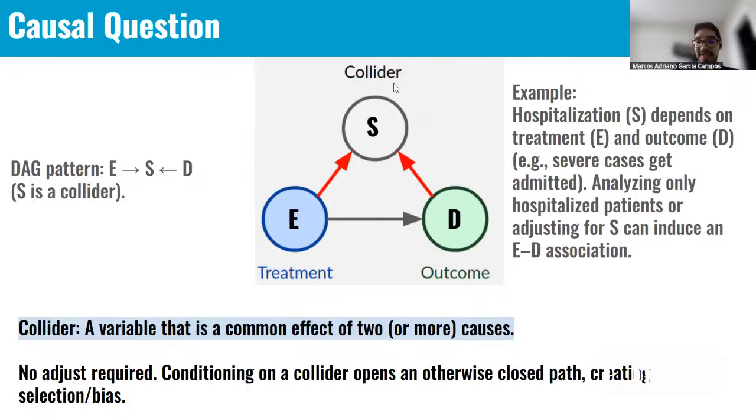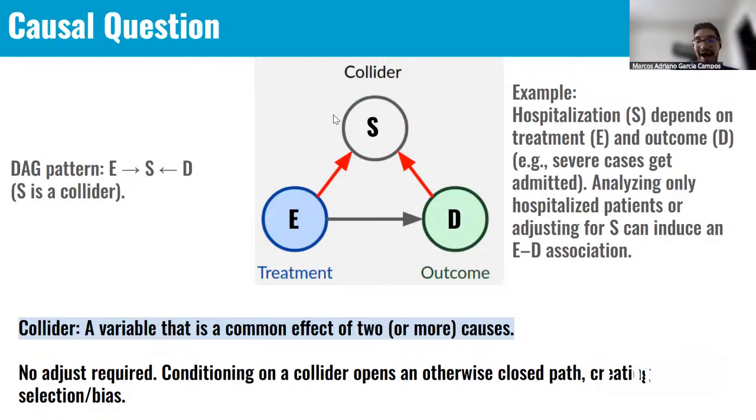And the hospitalization, we'll have more hospitalization among the severe cases. And it doesn't imply the outcome. So this is not a door. Actually, it's a closed path. And we don't need to adjust for it because it is not an implication in a bias analysis.